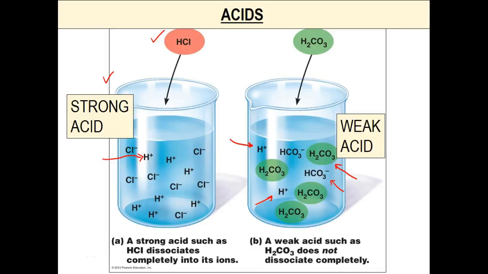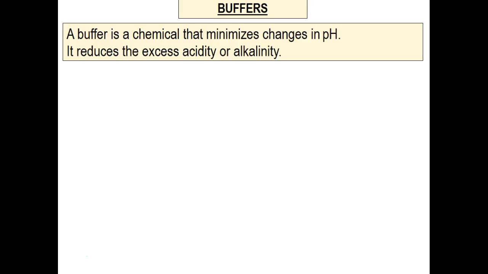The pH of the human body needs to be maintained within a fairly narrow range of 7.35 to 7.45. Because of this, the body has buffers. So let's look at a buffer. A buffer is a chemical that minimizes changes in pH. So it reduces the excess acidity and alkalinity.